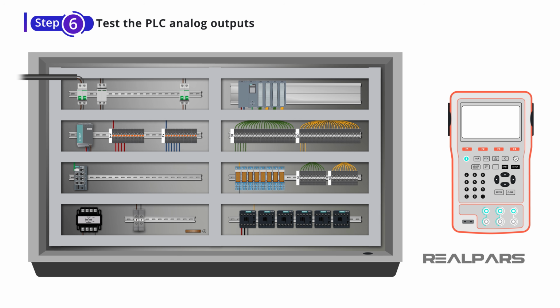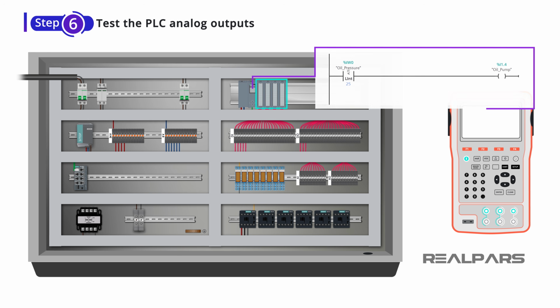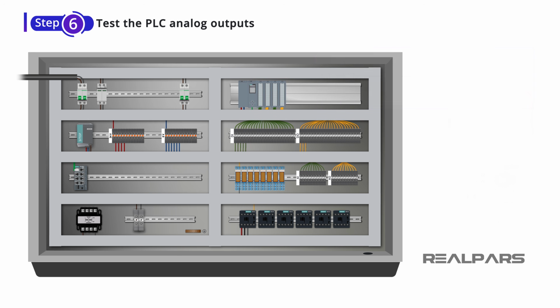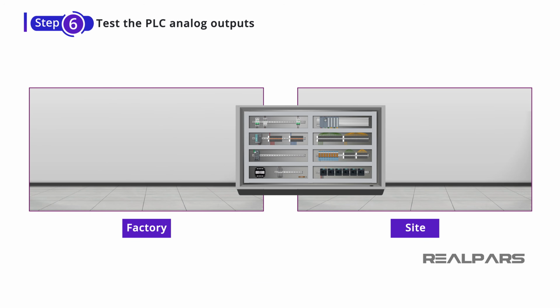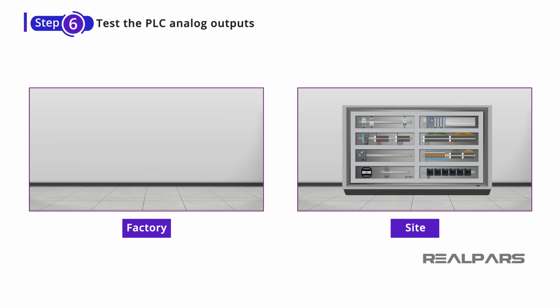Okay, so this is pretty much what you need to know to be able to perform a factory acceptance test for your control panel. To wrap things up, with the factory acceptance test, you simply make sure that all of the PLC inputs and outputs, the wiring, and the PLC logic work as expected before you ship it to the client site. That should do it for this video.